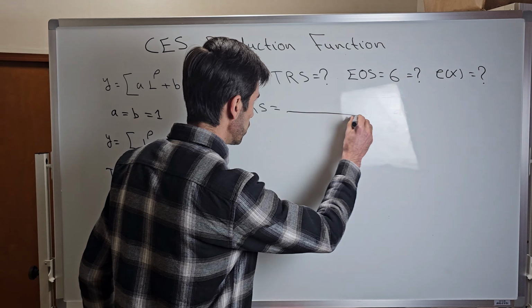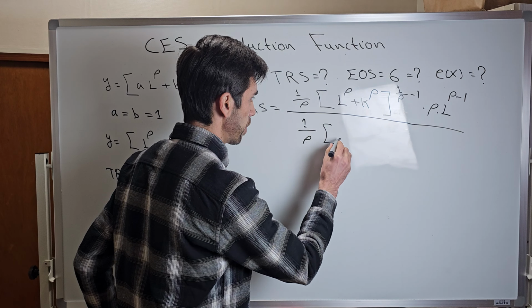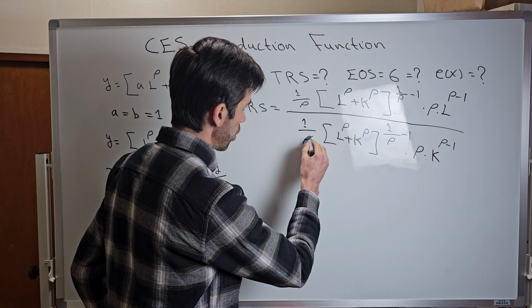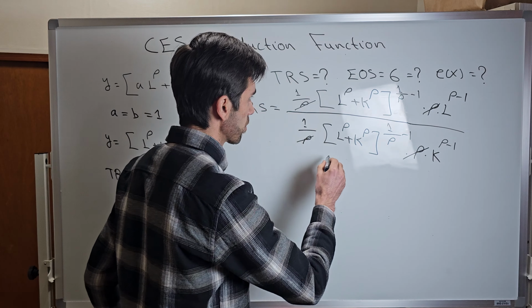the partial derivative of Y with respect to K. At first we find the derivative of the whole term, which again is 1 over rho multiplied by (L to the power of rho plus K to the power of rho), to the power of 1 over rho minus 1, multiplied by rho times K to the power of rho minus 1, because now we need the partial derivative of the inside function with respect to K. Here, this rho cancels with this rho, and this whole term cancels with this whole term.